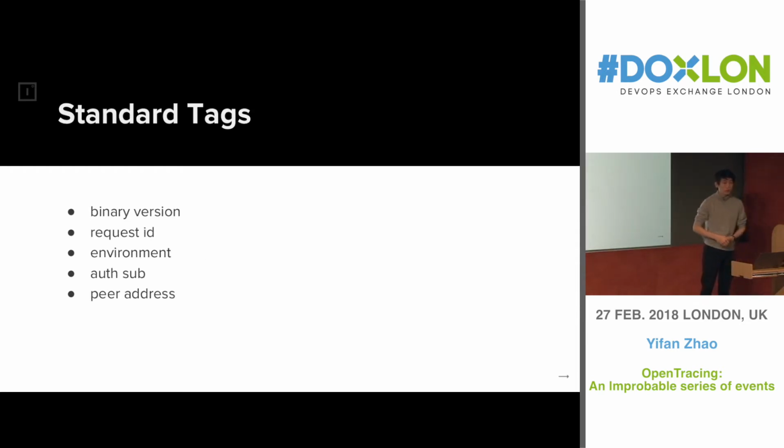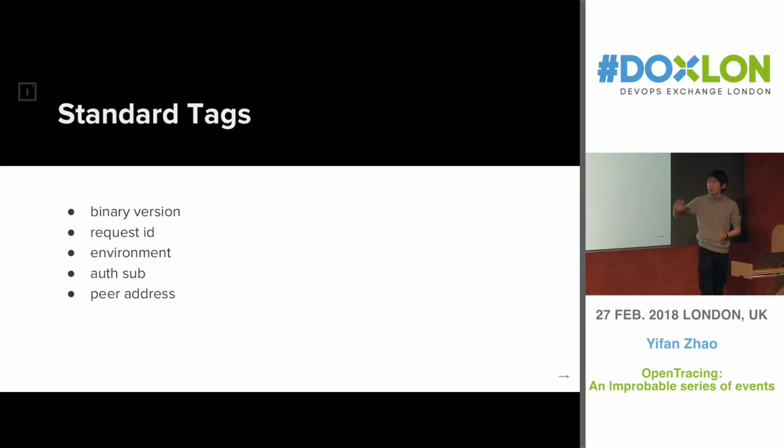Because we were able to control those low-level things, we were able to add a whole bunch of standard tags in, which makes debugging super easy. So the binary version: you want to make sure what version of the stack a request actually went through, because different components of the system are owned by different teams and released at different times. It's useful to look at the version to go back to the code and say, oh, this was the version of the binary it actually hit.